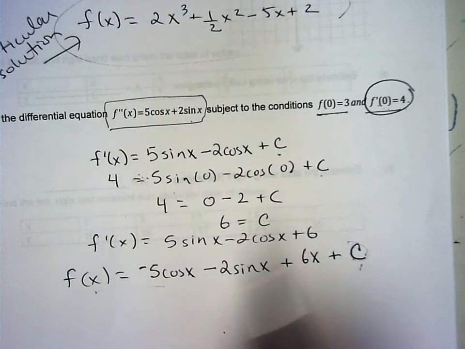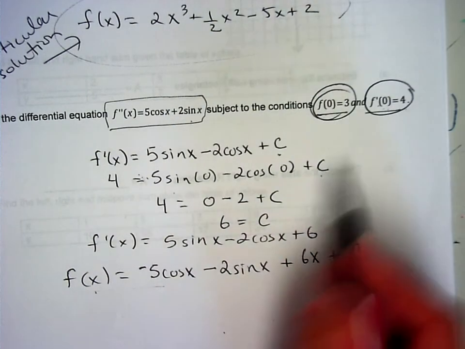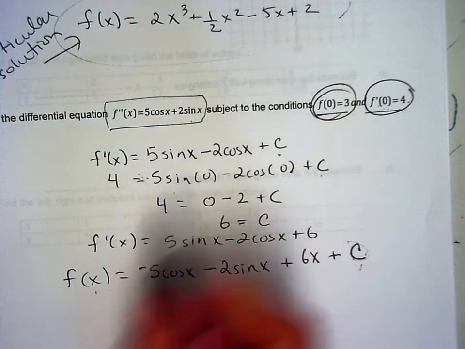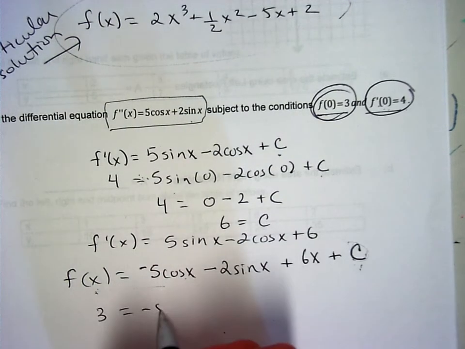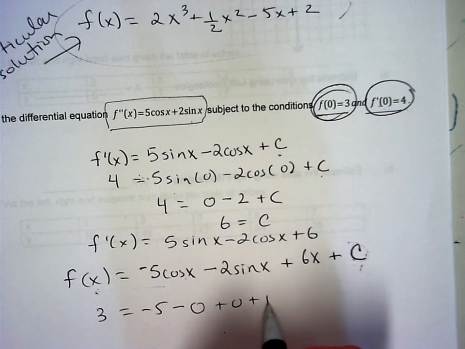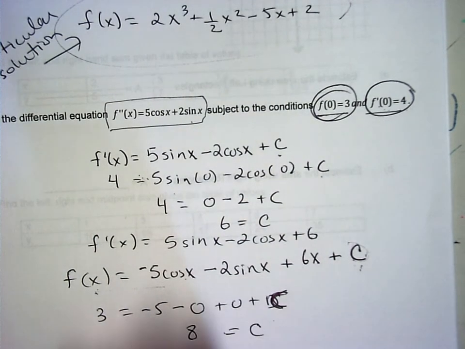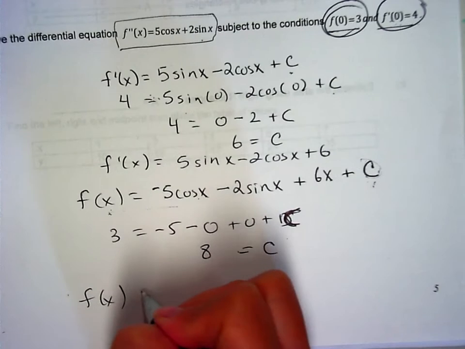Now for this one, I will use this point. So when I plug in 0 for x, you will get out 3 for y. Let's plug in the values. You should end up with c in this case is actually 8. So your final solution is going to be this.